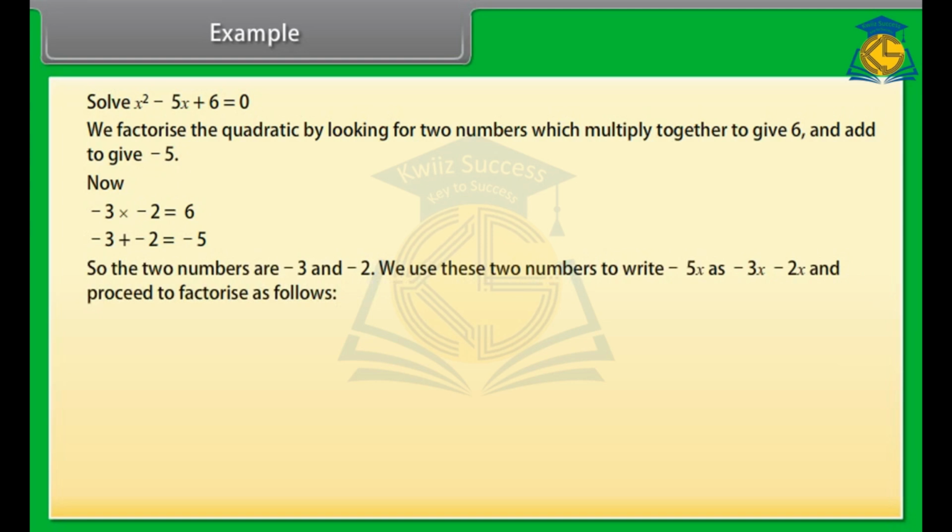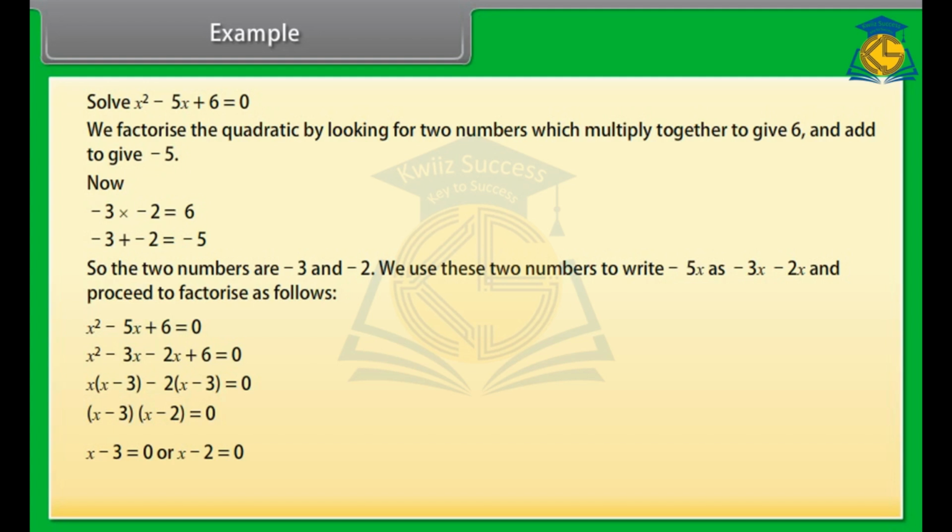We use these two numbers to write minus 5x as minus 3x minus 2x and proceed to factorize as follows. From which x minus 3 is equal to 0 or x minus 2 is equal to 0. So that x is equal to 3 or x is equal to 2. These are the two solutions.